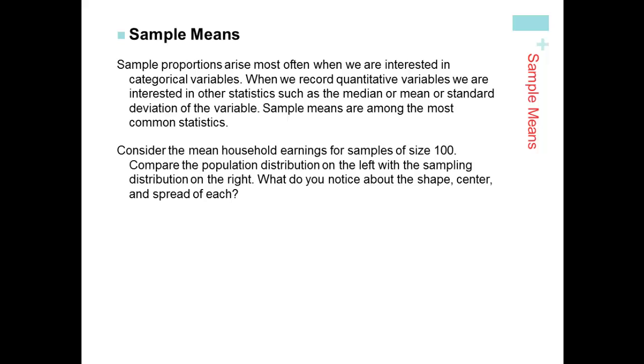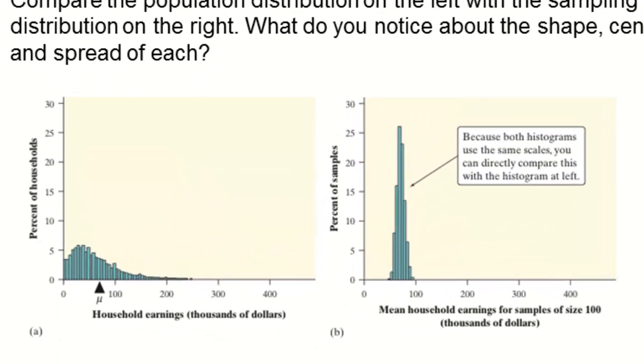Compare the population distribution on the left with the sampling distribution on the right. What do you notice about the shape, center, and spread of each? Because both histograms use the same scale, you can compare the two graphs. The graph on the left is the household earnings, and the graph on the right is the mean household earnings if I were to take a simple random sample of size 100 from the population that's on the left. Notice how the graph on the left is skewed to the right. However, the sampling distribution of the sample means is relatively normal.